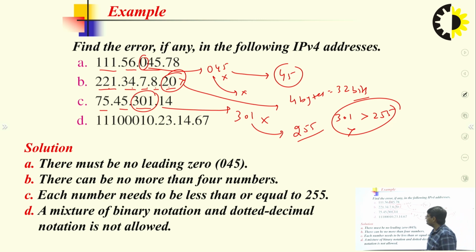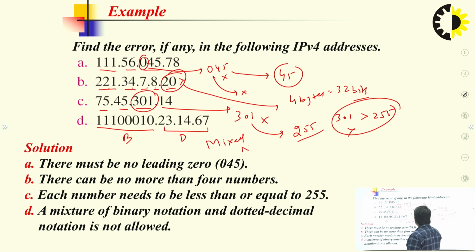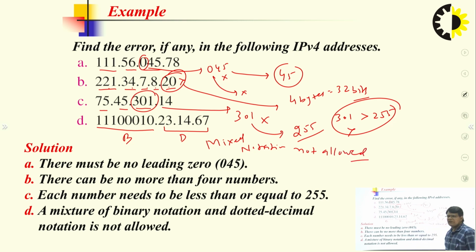In the last case, let's see. Here we have binary, then we have decimal. It is binary, it is decimal. So this is a mixed notation. Mixed notation is also not allowed. Either we can use binary notation or we can use decimal notation. Using both notations together is not allowed. This mixed notation is there in this IP address, so this IP address is also not correct.